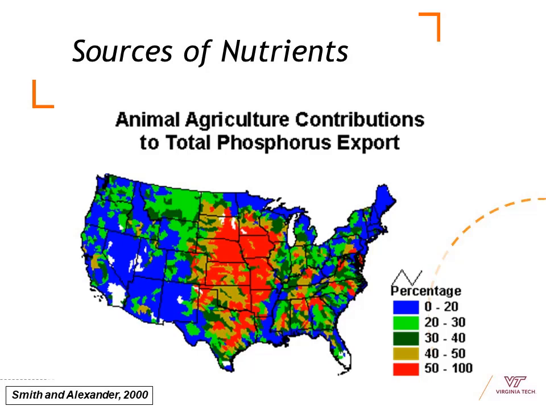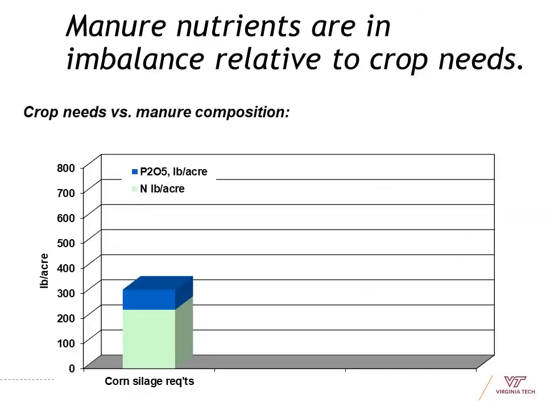So why is this? Why do areas of intensive animal agriculture seem to be so much more of a phosphorus issue than a nitrogen risk? Here's the basic problem, and it's a really important concept. Manure nutrients are in imbalance relative to crop needs. Crops don't need very much phosphorus, and there's too much of it in manure relative to the available nitrogen in that manure. Stay with me.